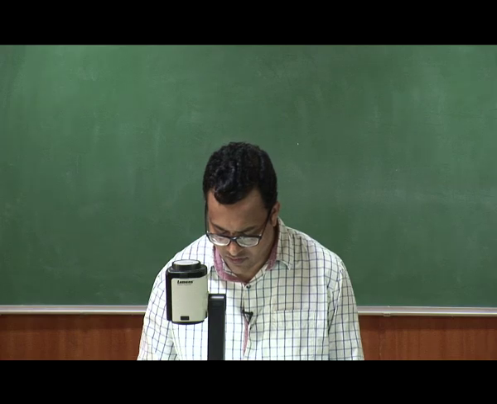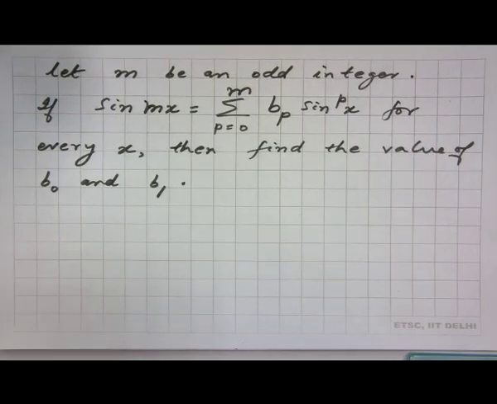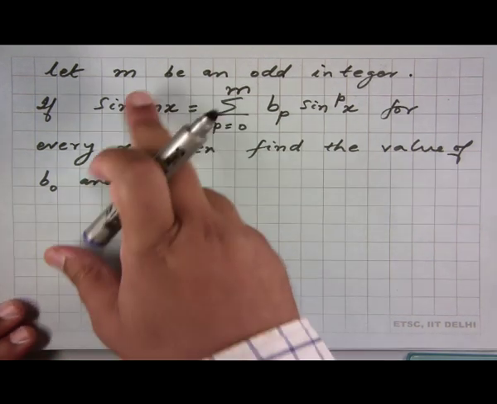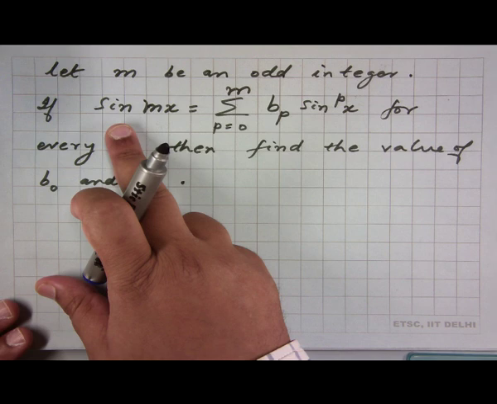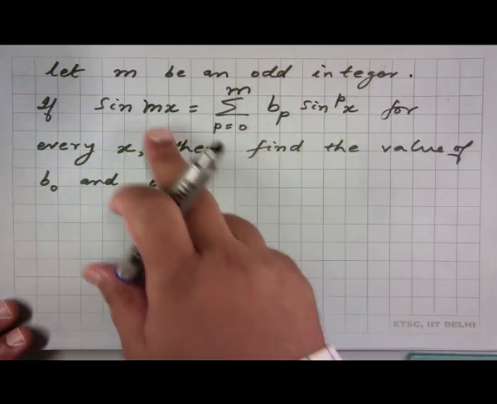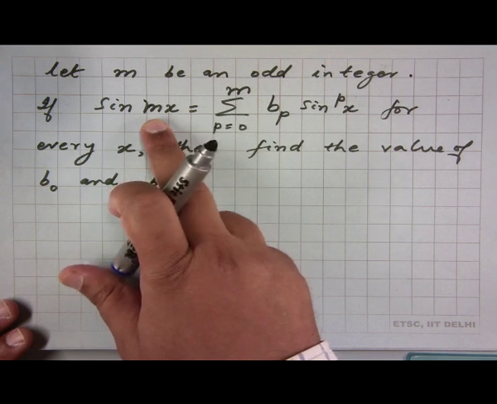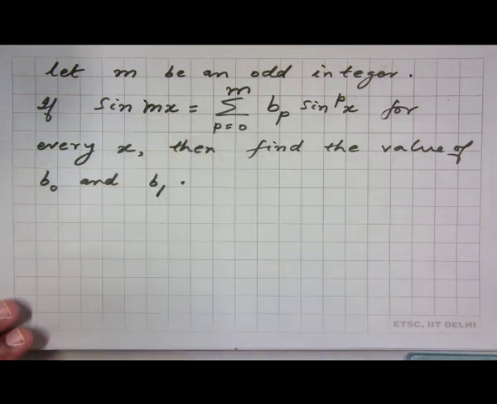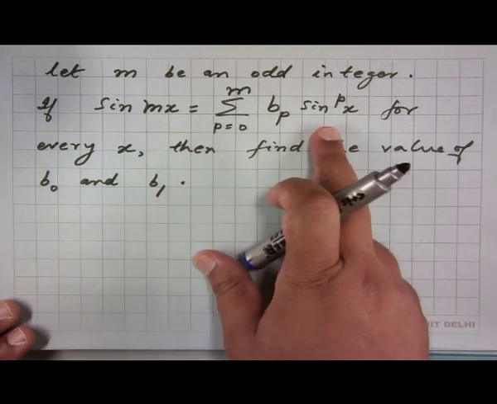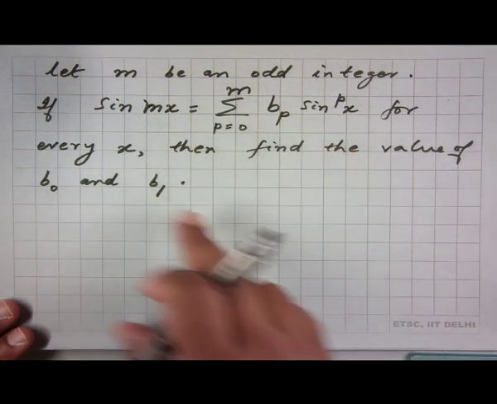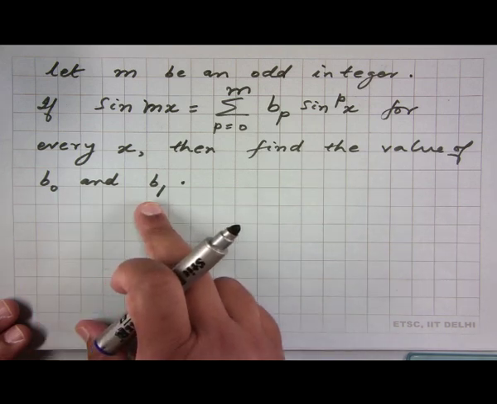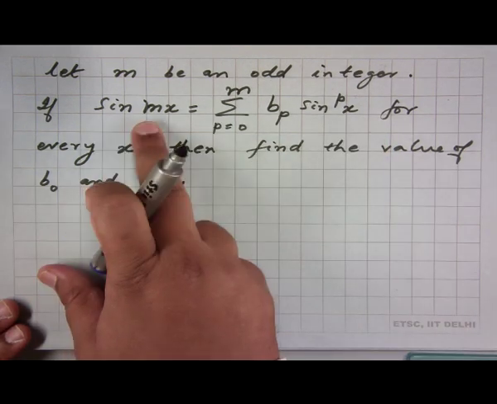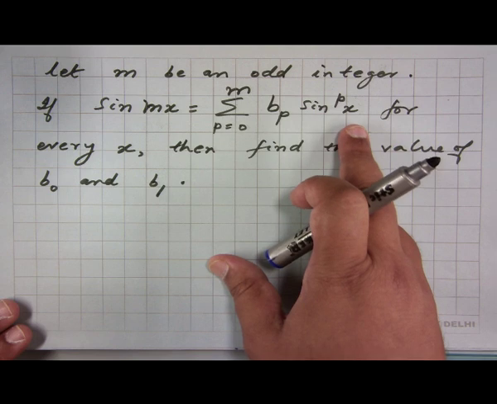There is a very interesting problem. It says that let m be an odd integer, then if this relation holds true for all odd integers, so m could be 1, 3, 5, 7, 9 likewise, and for every x, then we need to find the value of b0 and b1 such that this equation is satisfied for all odd integers m and for all x.